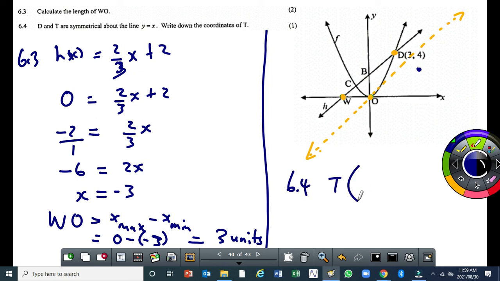So the x and y will swap. So x becomes 4 and y becomes 3. Because we are reflecting about the line y equal to x. In actual fact, by saying symmetrical about, it's more like a reflection about the line y equal to x. So you just interchange the x value and the y value.